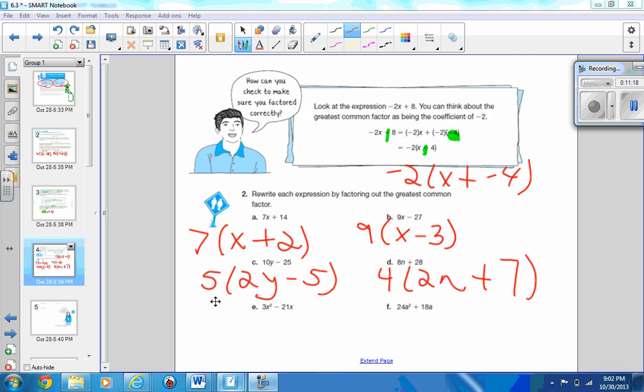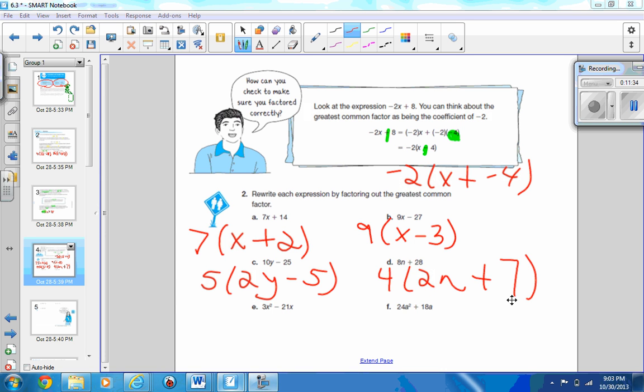And then also look at D, same thing. The greatest common factor wasn't 8. It was 4. So you can only divide out 4. 8 divided by 4 is 2, so you have 2 left. 28 divided by 4 is 7.